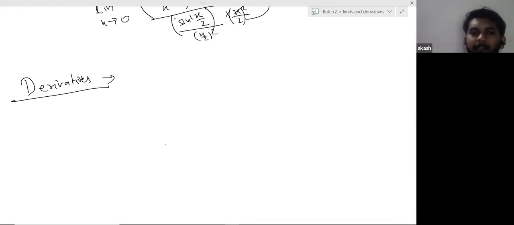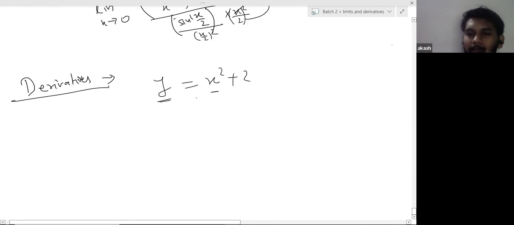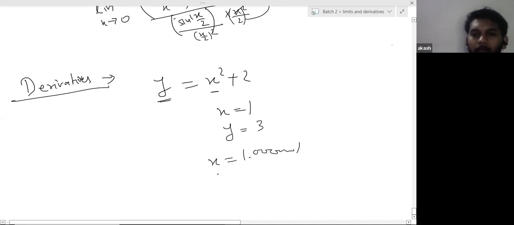So what is derivative? Suppose I give you an equation y equals x square plus 2. All right, I want to know how much this y changes when I change the value of x by some very small quantity. Suppose I put x equals 1 first, I get y equals 3. Now if I put x equals 1.000001, how much change is there in y? All right, and that ratio is called derivatives.